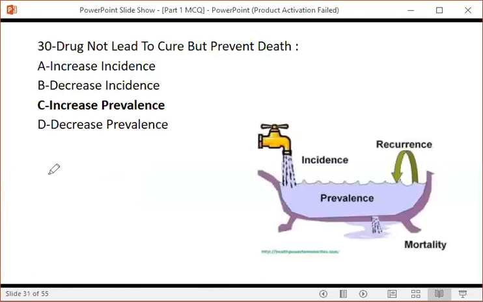A drug that does not lead to cure but prevents death. Meaning the disease occurs, so we get an incidence. An example is SLE: we have SLE, so we give a medication to prevent mortality and relieve the symptoms. The disease is still there. So what would increase the prevalence?